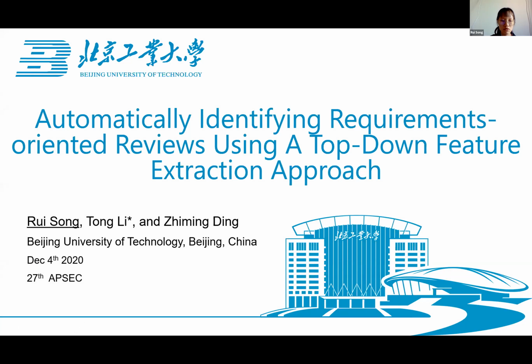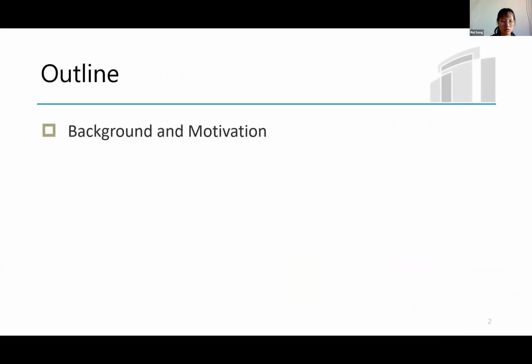My name is Song, and today my topic is automatically identifying requirements-oriented reviews using a top-down feature extraction approach. The whole report consists of 4 parts. The first part will give a brief background and motivation. The second part is our method. The third part is evaluation, and the last part is the conclusion.